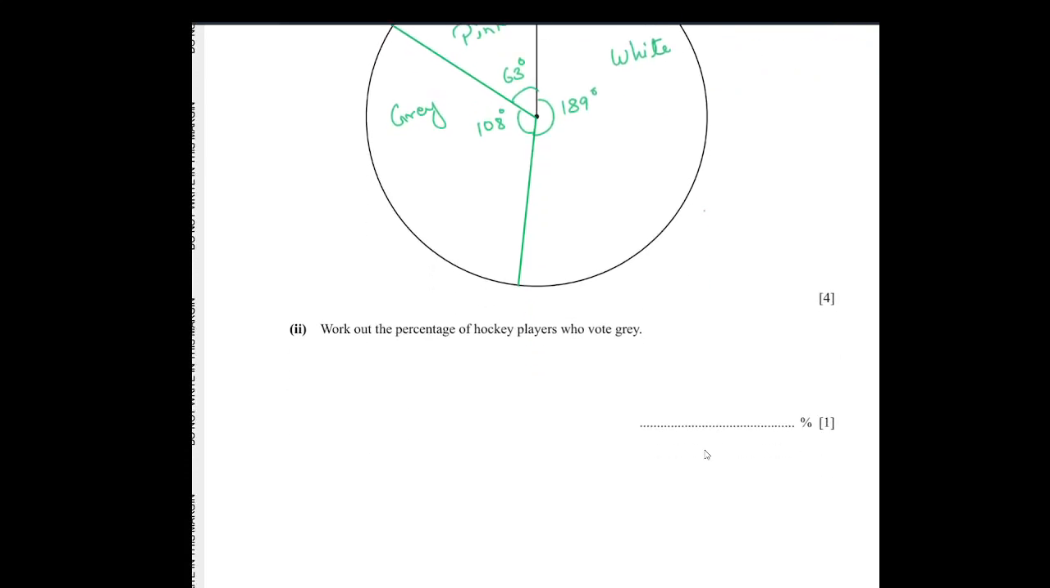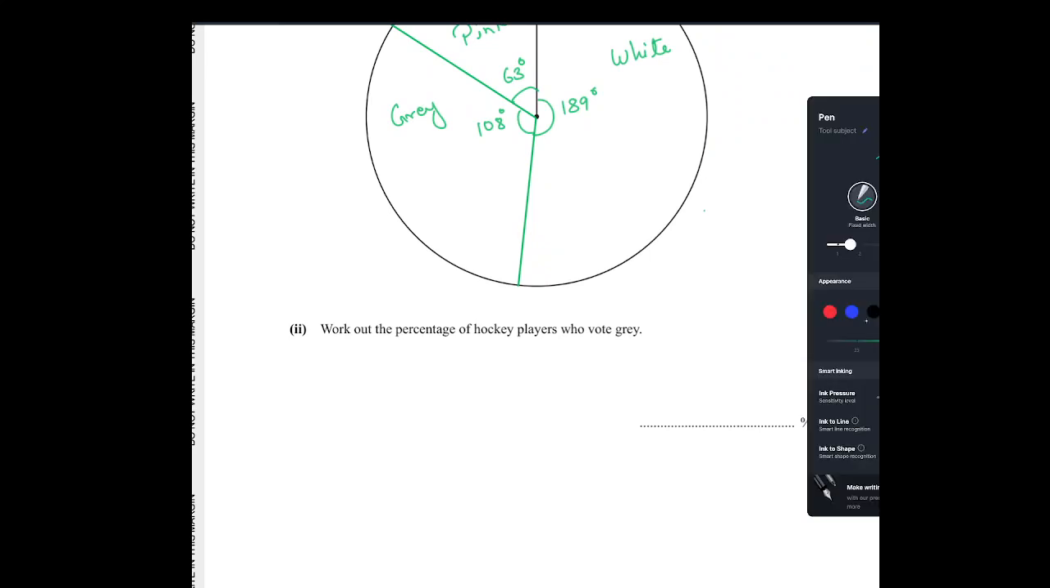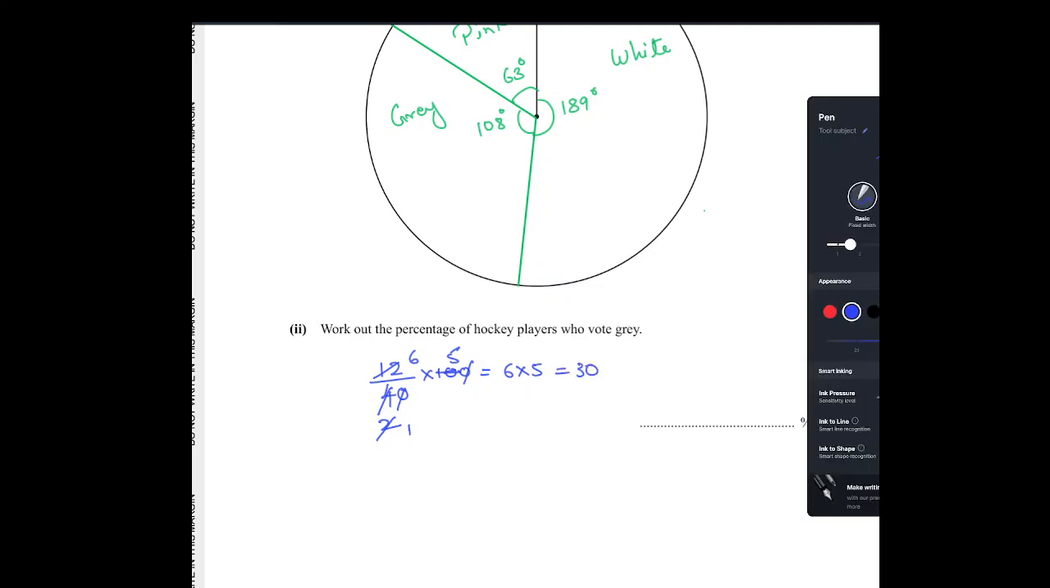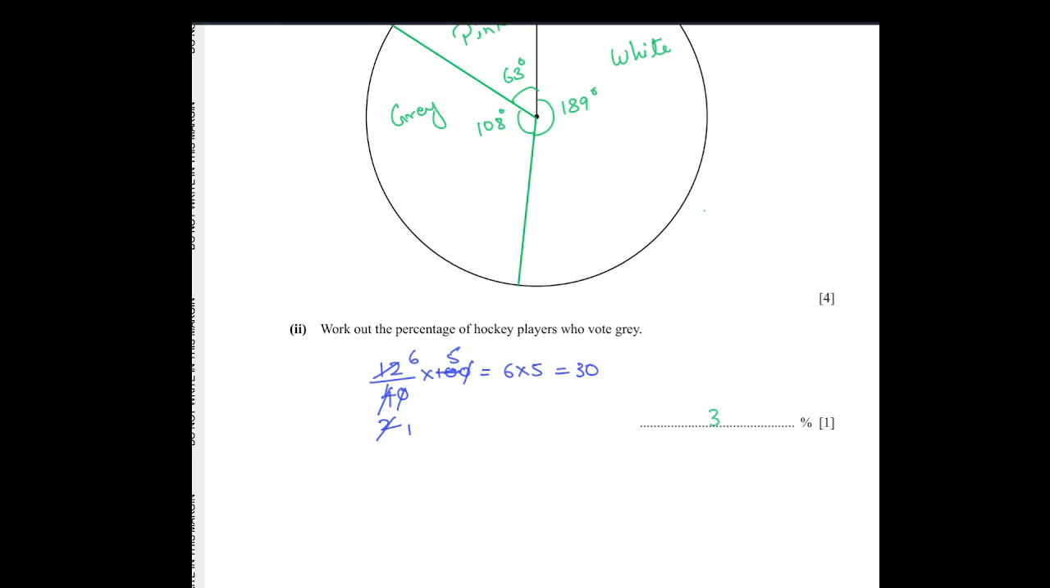Question number 2. Work out the percentage of hockey players who vote grey. Now we need to find the percentage. So the number of hockey players who voted for grey is 12 out of 40. So multiply that with 100, you will get the percentage. 2 times 2, 2 times 5, 2 times 1, 2 times 6. You can cancel out and find the answer like this: 30. So 30% of people voted for grey.